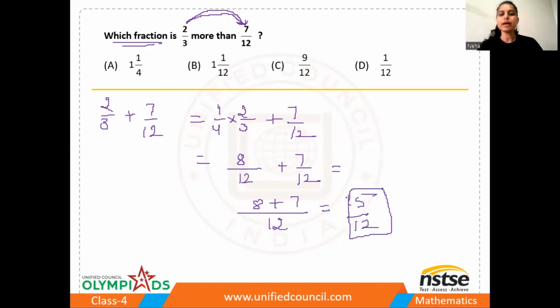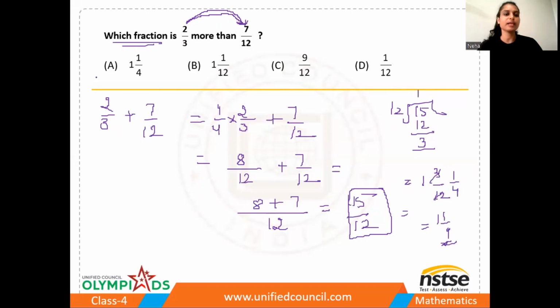Now 15 by 12 is not in the options. So what I can do is convert it into a mixed fraction. To convert it into a mixed fraction, just divide it. 15 divided by 12, so 12 ones are 12, and the remainder is 3. So I can say this is nothing but 1 and 3 by 12. Again I can simplify this, because 3 fours are 12, so this is 1 by 4. So 1 by 4, yes, option A is your right answer.